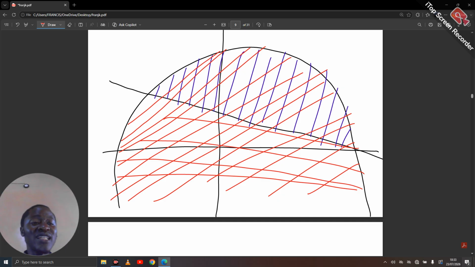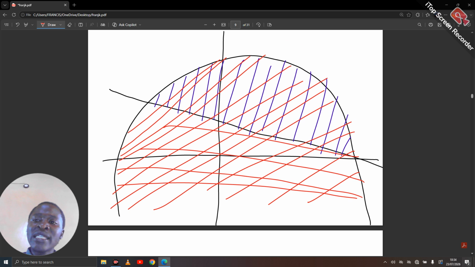Now, sometimes an examiner will want you to only get the area that is a part of that whole curve. For example, this section that I've drawn, the part covered in green. An examiner will want you to get only the area of that part. What will you do in that case?